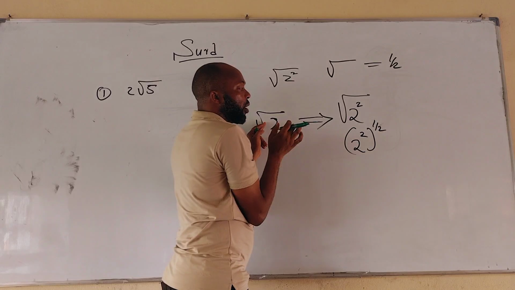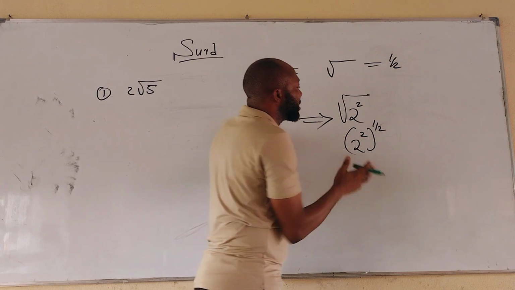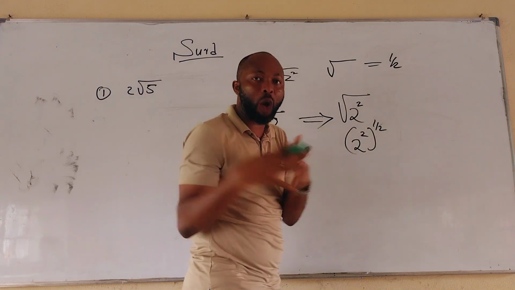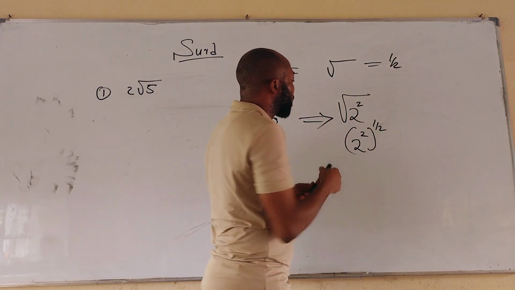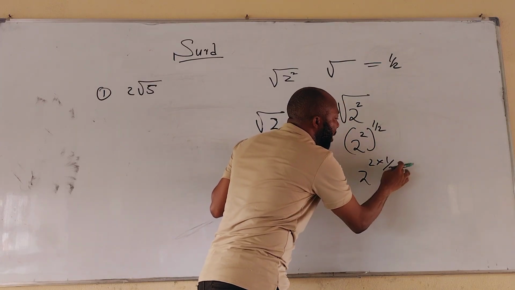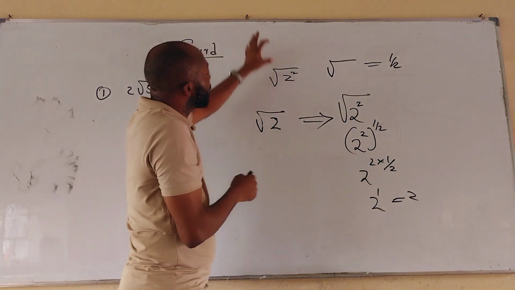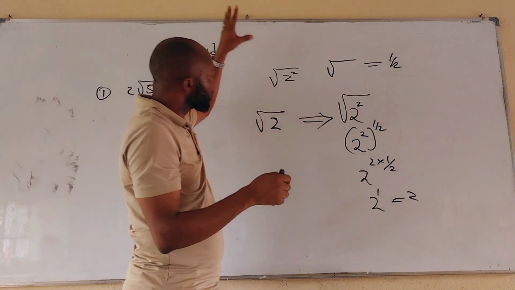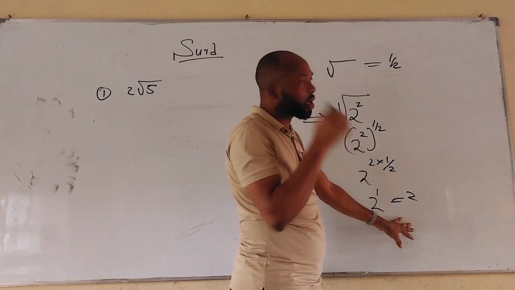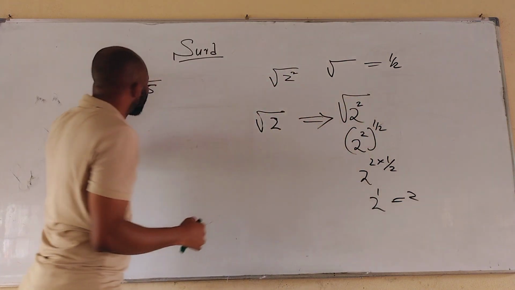But how is this 2? According to the power law of indices, when a number is raised to a given power, which is again raised to another power, the powers are multiplied together for the final result. It means 2 raised to the power 2 times 1 divided by 2. 2 times 1 is 2, divided by 2 is 1. So 2 raised to the power 1 is 2. So if I square and root the number, it is still 2, because I can prove here, using laws of indices, that it still maintains the value 2.